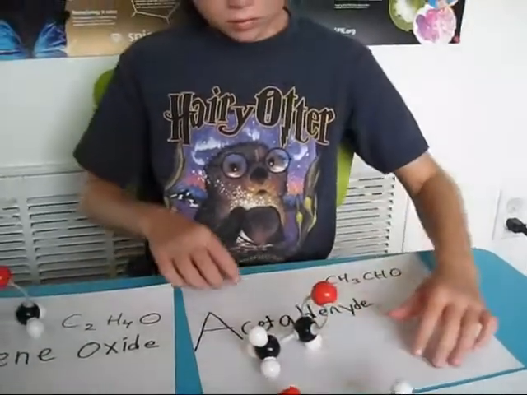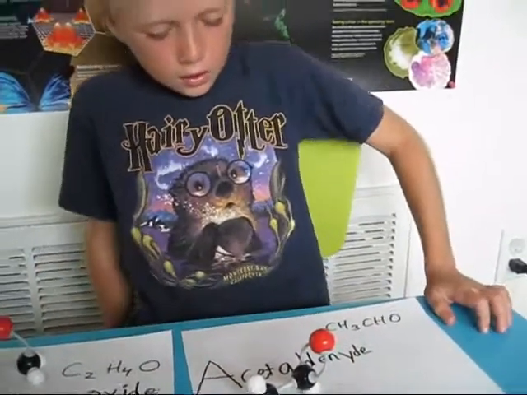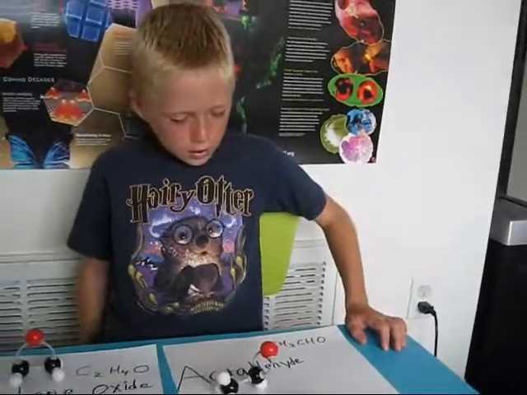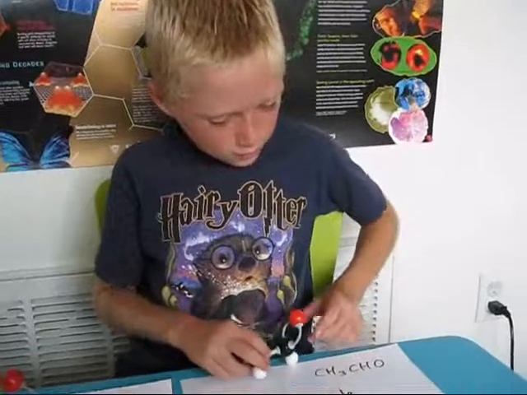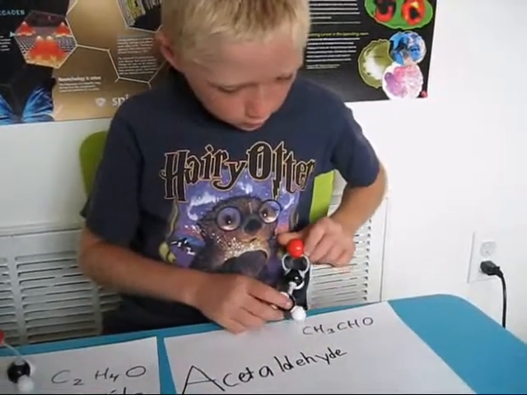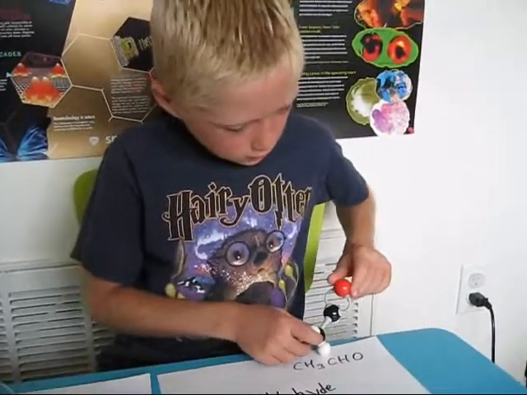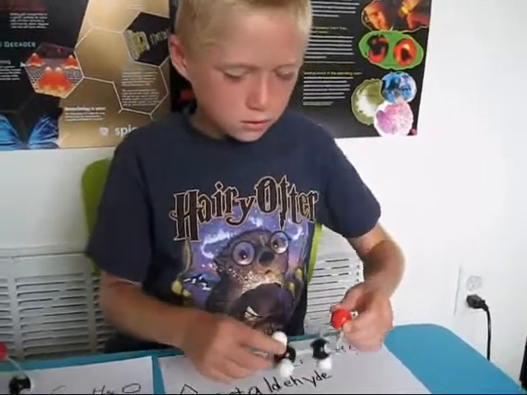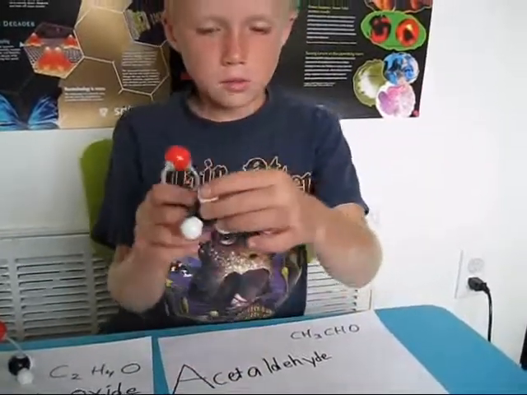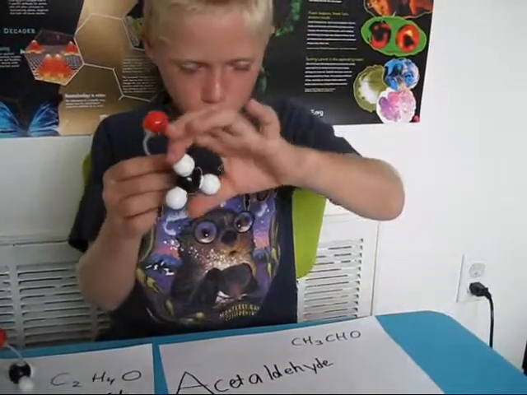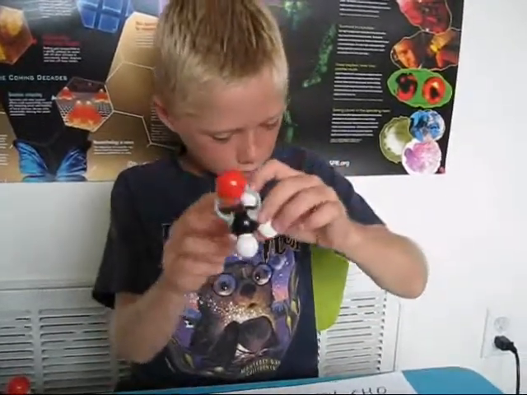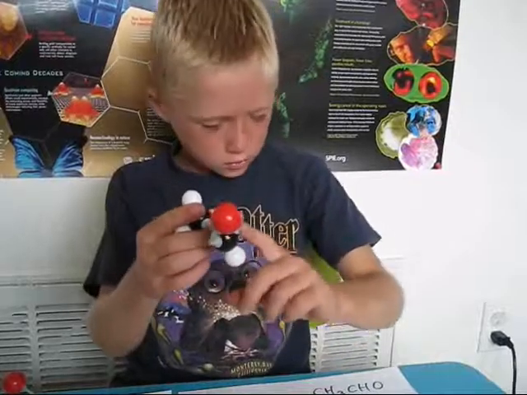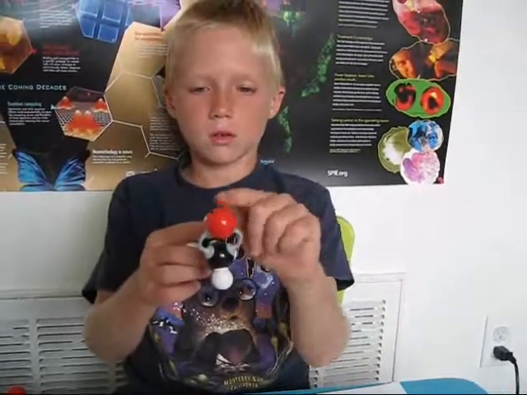And another one was called acetaldehyde. Its formula is CH3CHO. One bond here, C3, CH3, and then the rest is CHO.